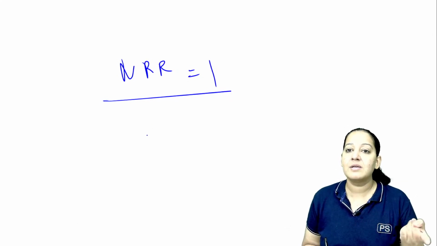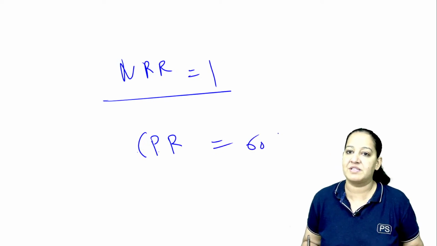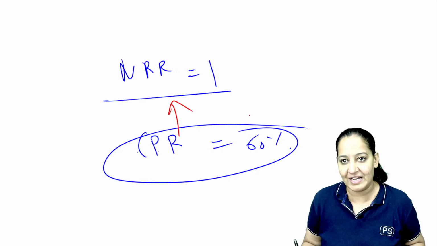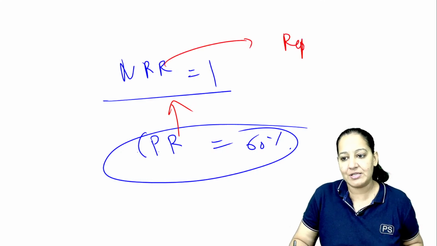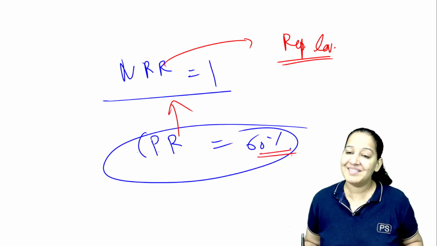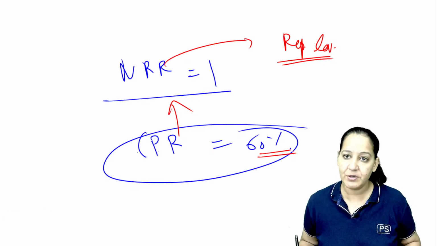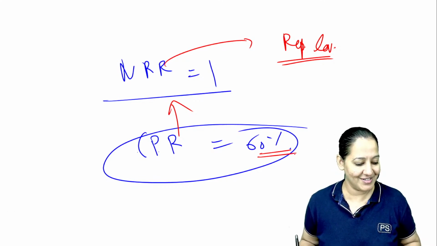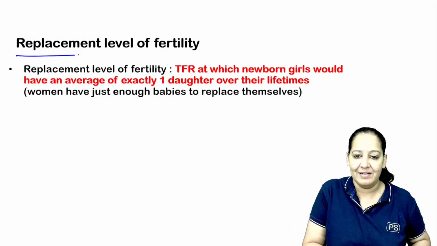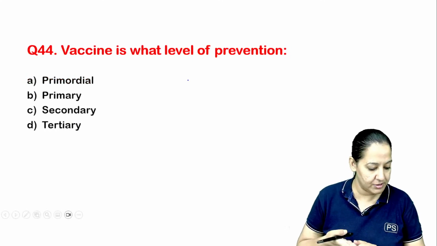You want NRR 1, so you have to make CPR, the couple protection rate, 60%. The day the couple protection rate becomes 60%, NRR automatically will become 1, and this is known as the replacement level. Got it? So 60, not 100. We are saying that if only 60% of the couples use contraception during sexual intercourse, NRR will become 1. Got it? Everyone give me a thumbs up if you got it. So this is the concept. This is the replacement level that I told you about. So that's all about it.